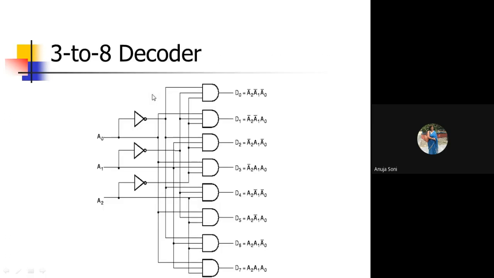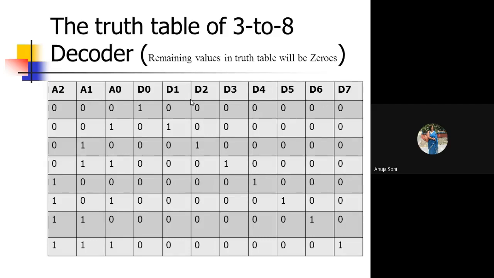Means D0 will be equal to A0 complement, A1 complement, A2 complement. You have written this formula in front of it. Similarly, going ahead, what will be the formula to find the value of D1? It will be A0 as such, A1 complement, A2 complement.